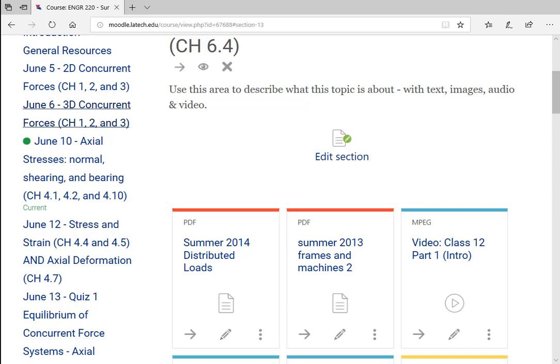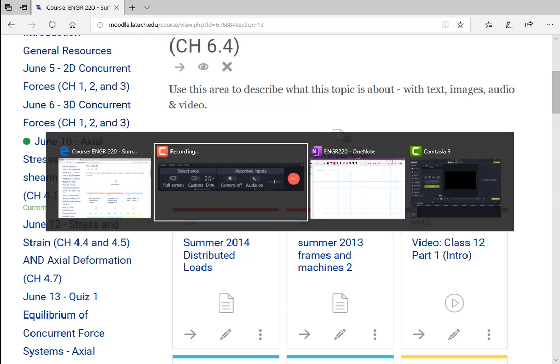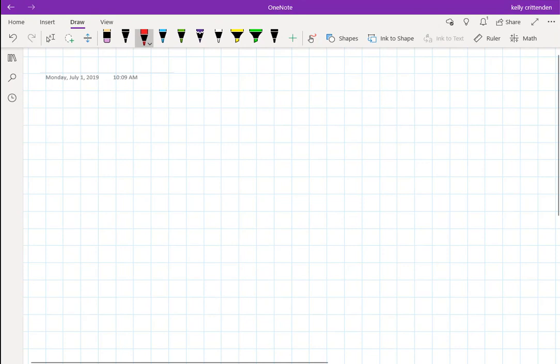We're moving into exam 2 material. We actually started exam 2 material last time with the frames and machines, or maybe 2 times ago now. And we're going to continue that with the idea of beams. So we're still kind of talking about frames and machines, but we're specifically talking about this idea of beams.